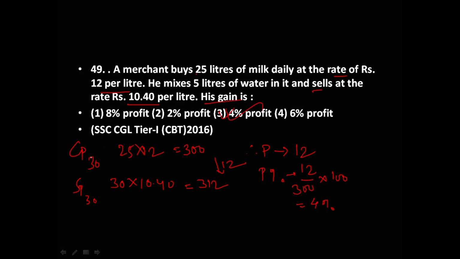So I am recapping it. CP of 30. Where have you got the 30? Because 25 liters of milk and 5 liters of water, so total it's a mix of 30. This much, 312, is the SP. But if you see, the CP is of pure milk. So pure milk is 25 liters at a rate of 12 per liter, so it's 300. And 30 is from 25 plus 5. So 30 into 10.40 per liter, so the total is 312. So 12 is the profit and profit percentage is 12 upon 300 into 100 equals 4%. Clear? Moving to the next one.